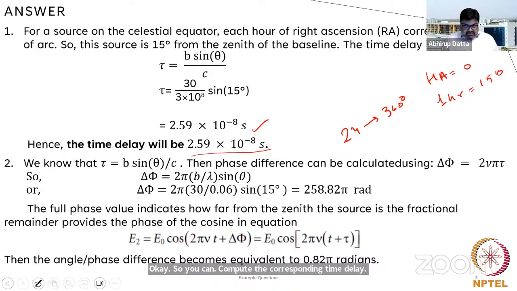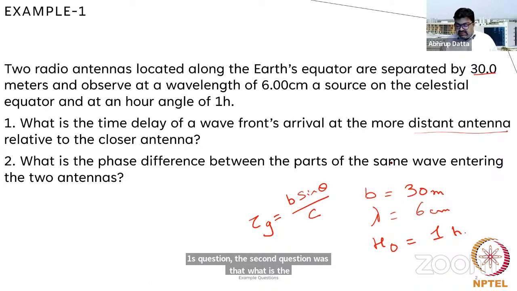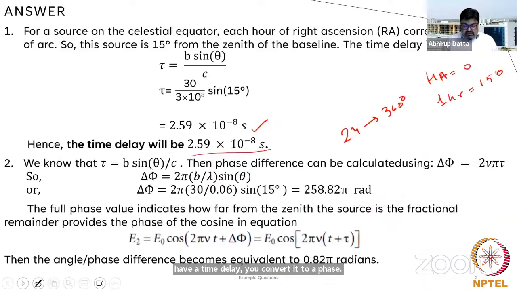What was the second question? The second question was: what is the phase difference between the parts of the same wavefront? So you have a time delay, you convert it to a phase, and that is easy. So this is what is given.